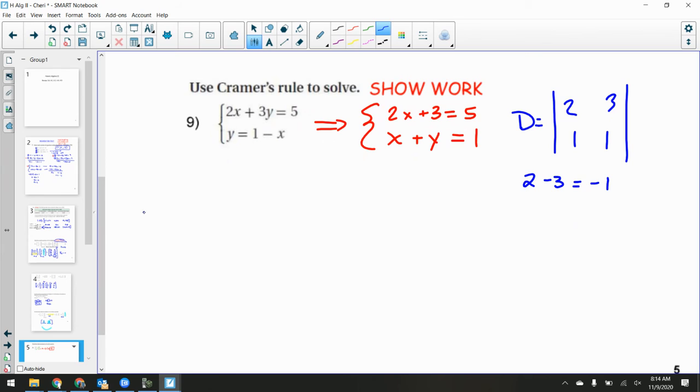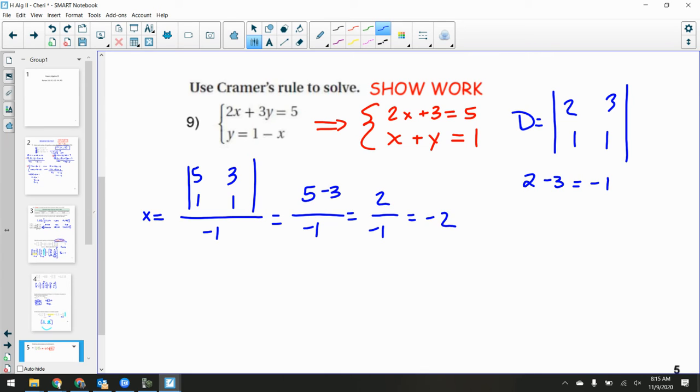Okay, so now my x term. Now the fact that I get a number means that this is not a special case. This is not a no solutions or all real numbers type deal. So each thing is divided by negative 1. Now what do we do in the numerator? Well, we replace the x coefficients with our constants, so 5 and 1. 5, 1, 3, 1. My y values remain the same. So we got 5 minus 3 all over negative 1, so 2 over negative 1, so negative 2.